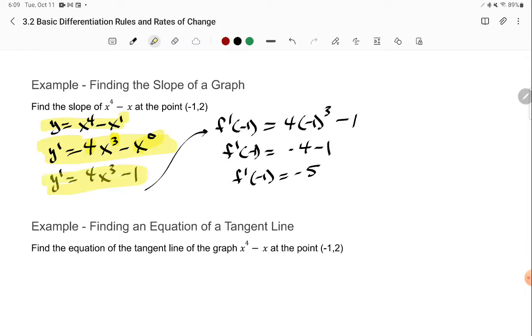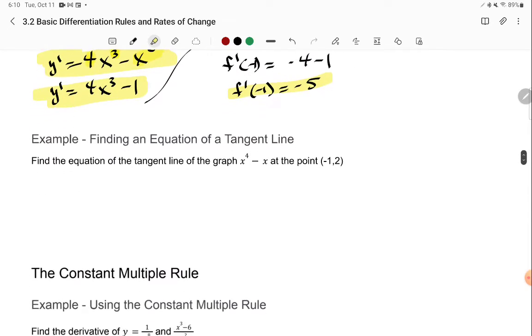So when we rewrite it, here is our equation for the slope, but they give us a point. So at that point, I use function notation to show that we're plugging in -1 because that's where we want to know the slope. We plug that in, and the slope at -1 is equal to -5.